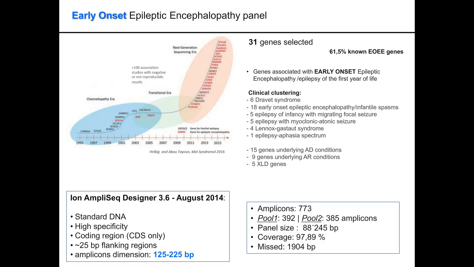Among these genes, 15 genes were underlying autosomal dominant conditions, 9 genes autosomal recessive. There were some X-linked genes. It was a panel of 773 amplicons with a coverage of about 98%. But the concept here is early onset. This is the selection. We know now that we have to expand this panel a great deal, but we've had very good results with this.